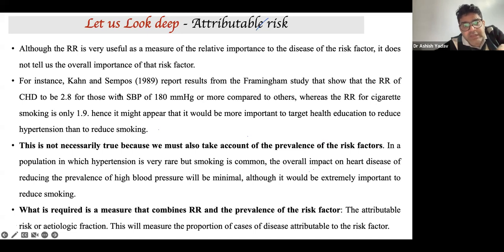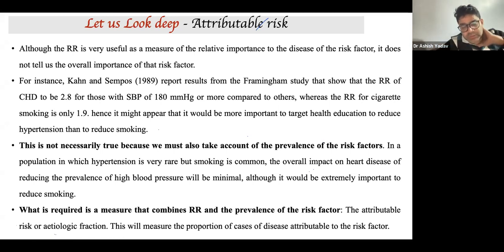How many were in the study? Later on, it was found that very few individuals have systolic blood pressure of 180 or above, but there are a very large number of individuals who were smokers. So RR is not taking into account the prevalence. But once we calculate the attributable risk, we get the result that if cigarette smoking is prevented, a larger proportion of individuals will be there in whom CSD disease could be prevented.